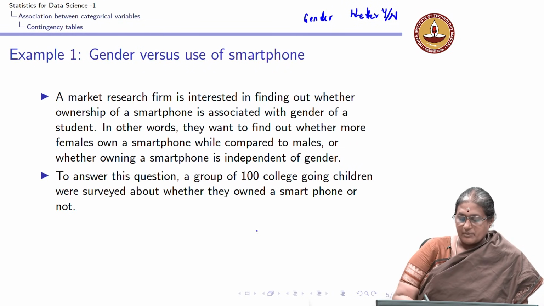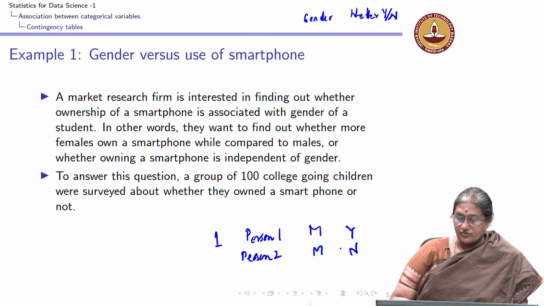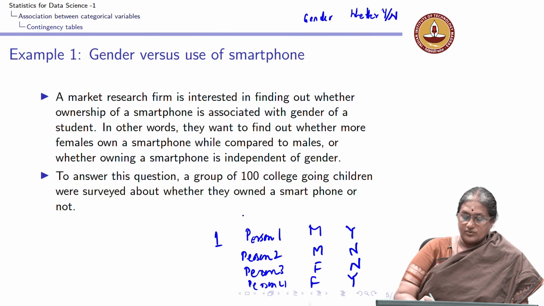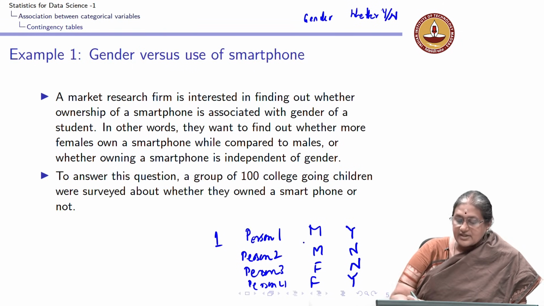For example, person 1, I asked the gender, it could be a male. This person, if they owned a cell phone, it would have been yes. Person 2, male, does not own a phone. Person 3 could have been a female, does not own a phone. Person 4 could have been a female, owns a phone. And this is the way for 100 students we collect this data.